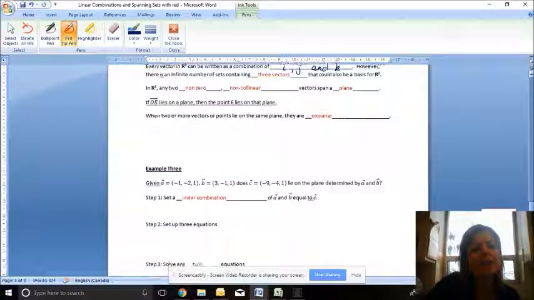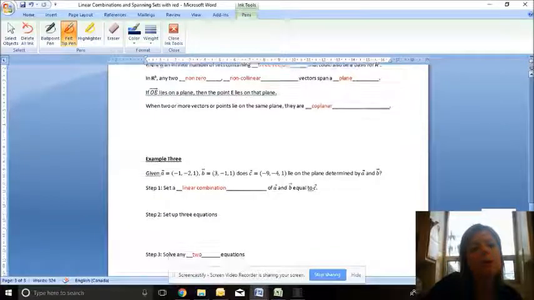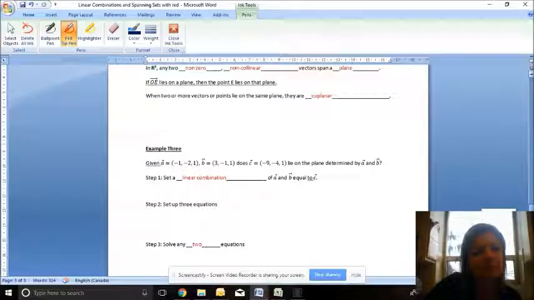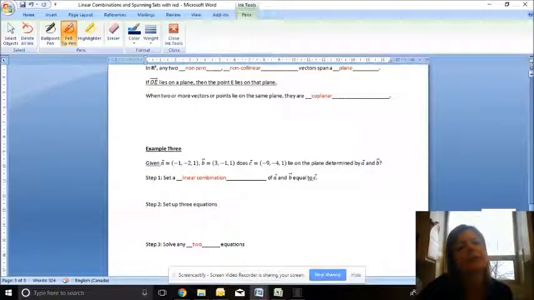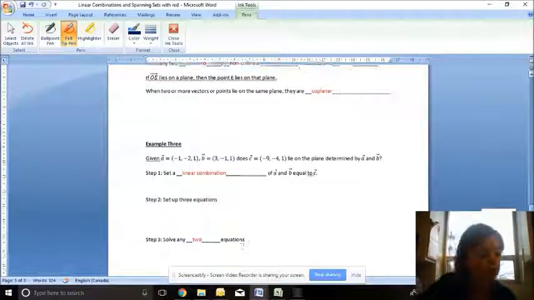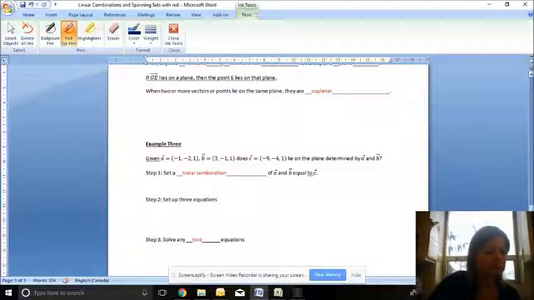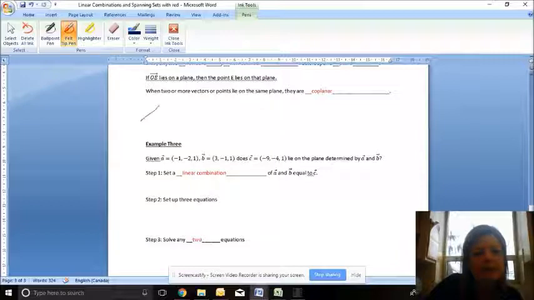So in R3, any 2 non-zero, non-collinear vectors span a plane. If OE lies on that plane, then the point E lies on the plane. So when 2 or more vectors lie on the same plane, we call them coplanar. When we're drawing planes, we represent them with a parallelogram.